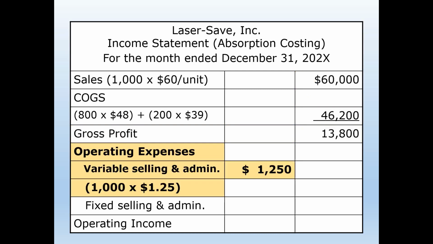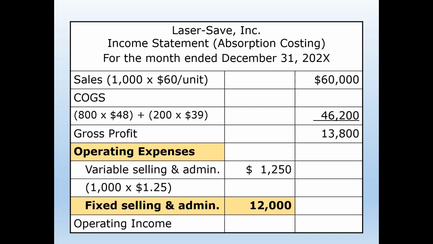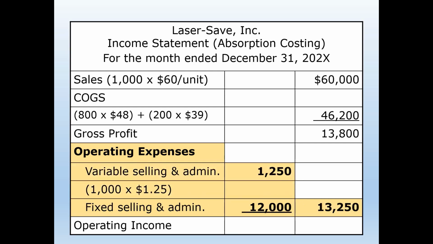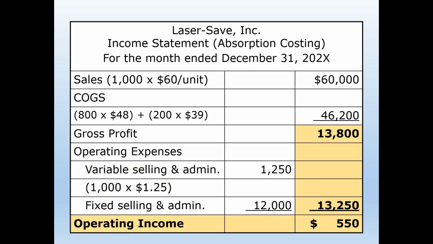Now we can figure out our operating expenses. Variable selling and administrative is 1,000 units at $1.25 each. Fixed selling and administrative is $12,000. We can add those costs together and subtract the total operating expenses from the total gross profit to get the firm's operating income for December.